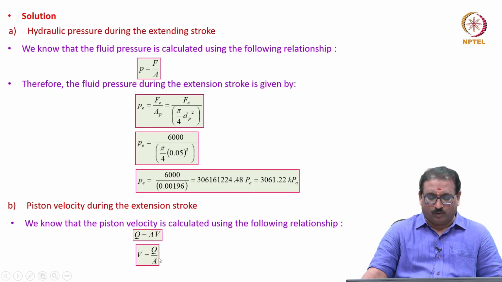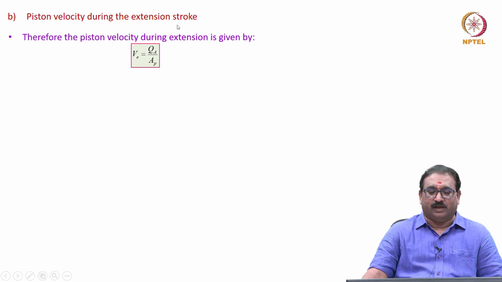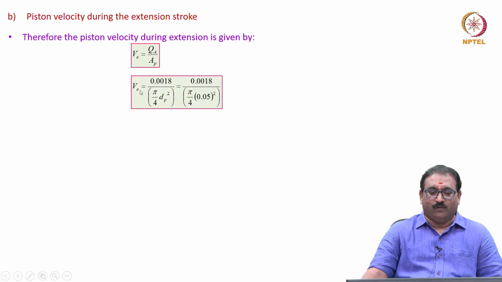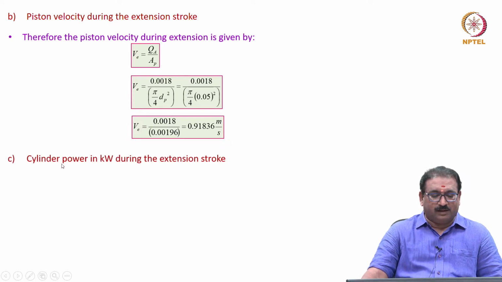Similarly, the piston velocity during the extension follows the general equation Q equal to A V, we want V equal to Q by A, you remember like this. So the piston velocity during the extension stroke, V equal to Q by AP. Substitute all the given values, we may get 0.91836 meters per second.